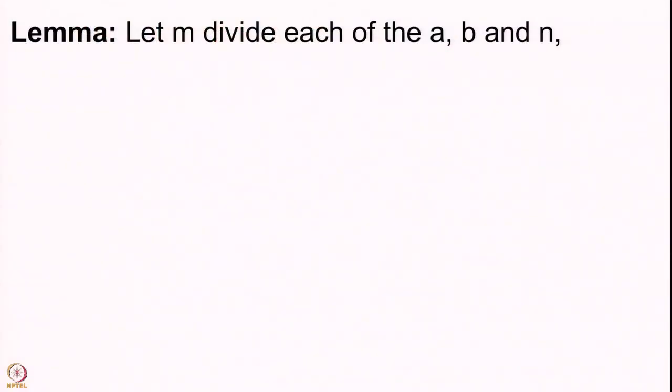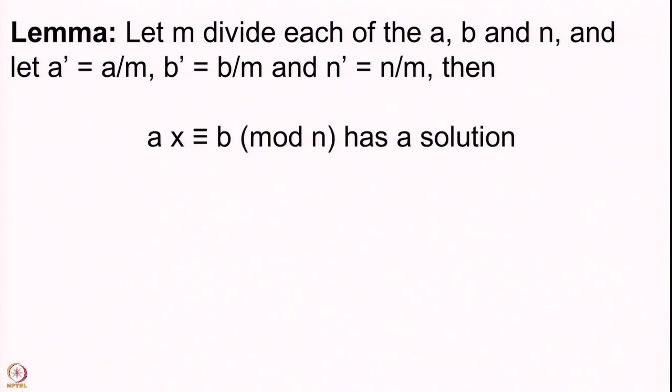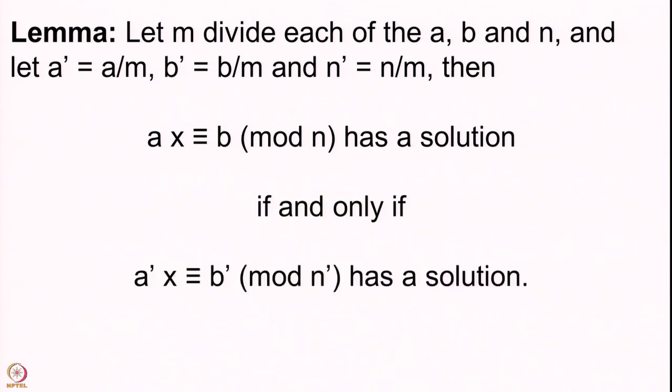So, right now we are going to state and prove the first part, which reads as follows. Suppose we have that M divides each of A, B and N, and if M divides them, then let us just divide them and get a smaller triple A prime, B prime, N prime. Then this system has a solution if and only if this system has a solution.